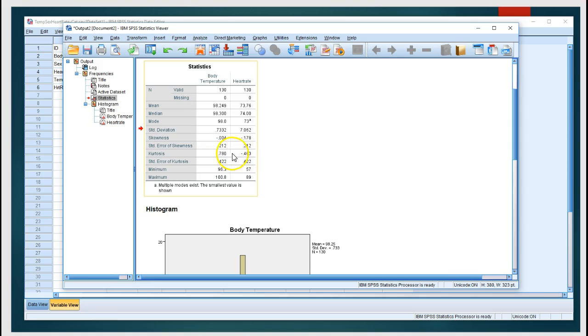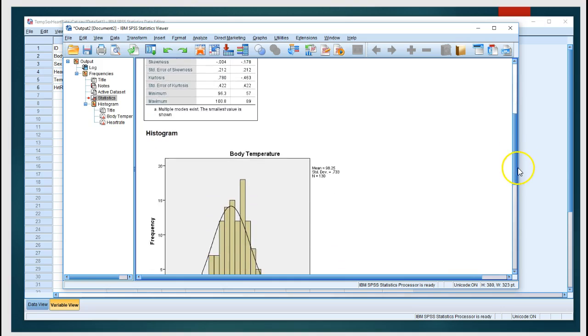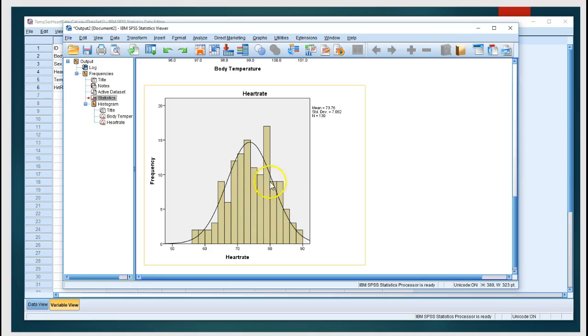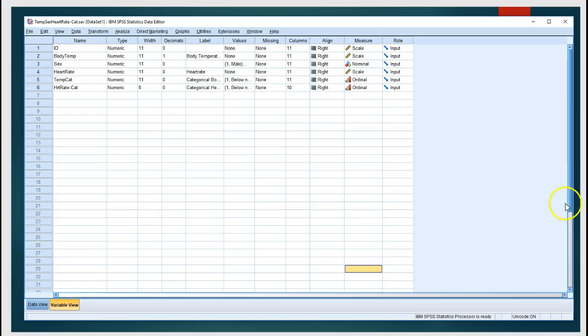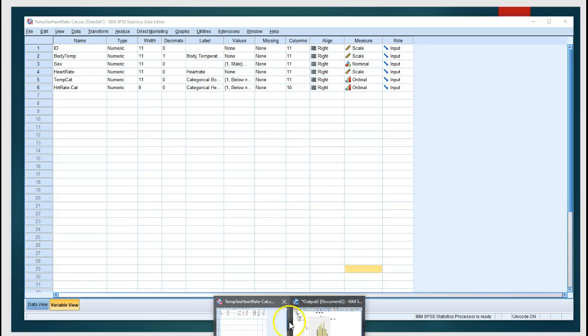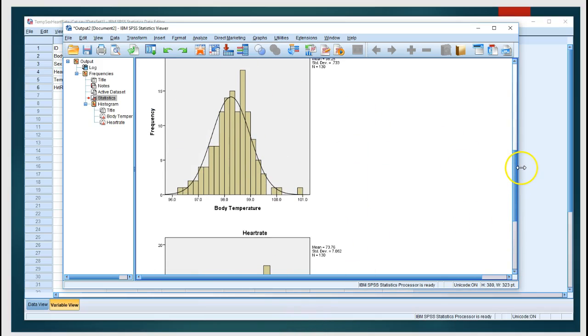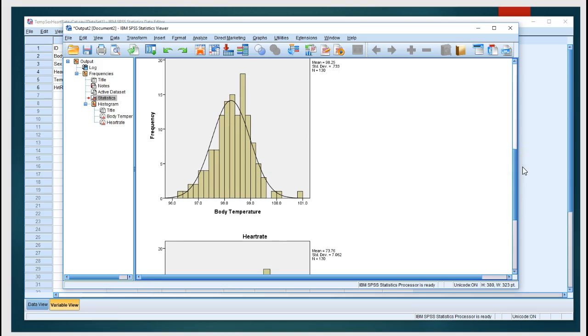But here when we look at kurtosis, we see that one is negative, one is more squashed, and one is a little more peaked. But once again, they're both within this normal. So body temperature was a little more peaked, and this one was a little more squashed. And we can definitely see that. It's definitely flatter here. So that's why we have that negative number. And it's definitely a little more peaked up here, but still within the norm.